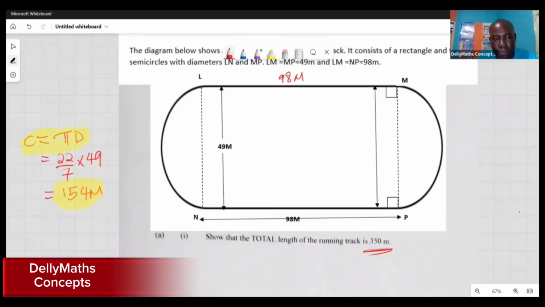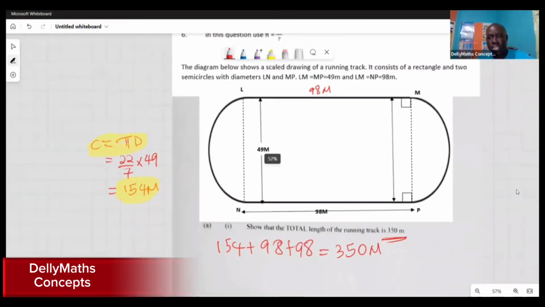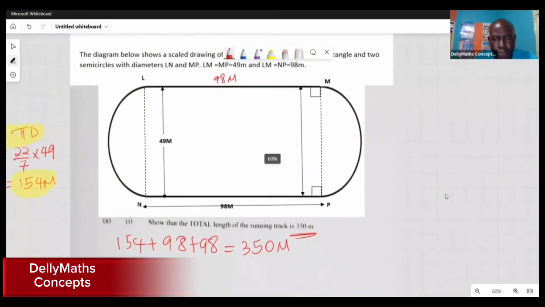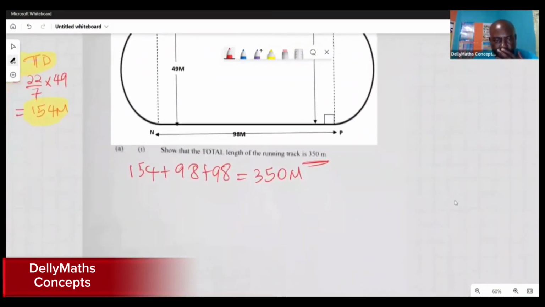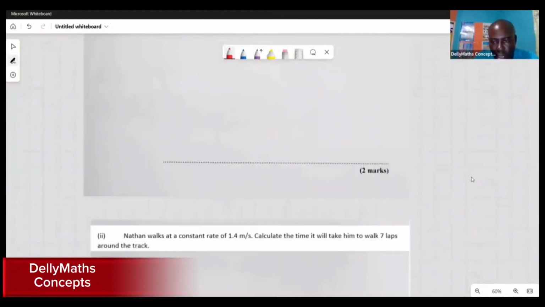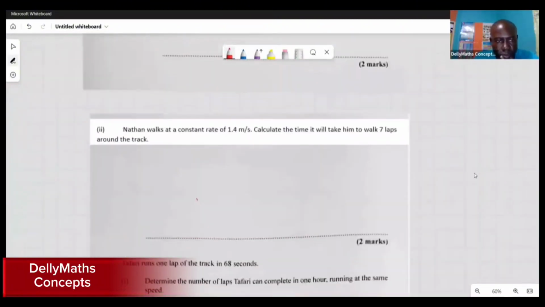Let's add everything up. We're talking about 154 should be added to 98 plus 98. So 154 plus 98 plus 98, and there it is, I'm getting 350 meters, which is the total distance around this track, right? All right, there we go.